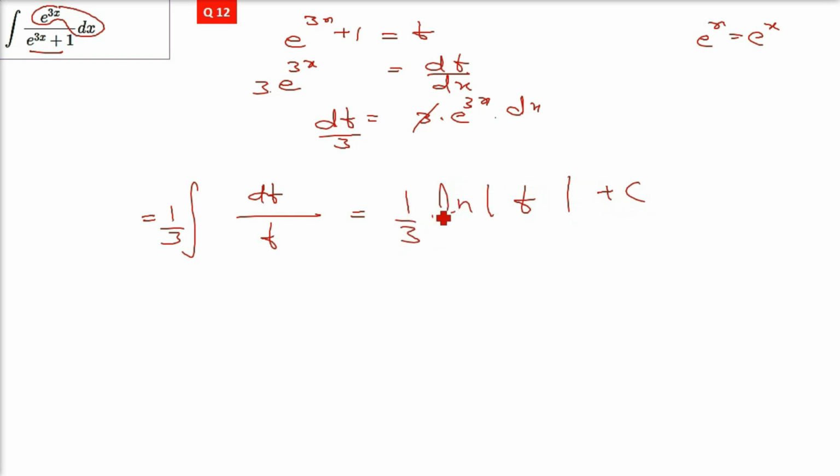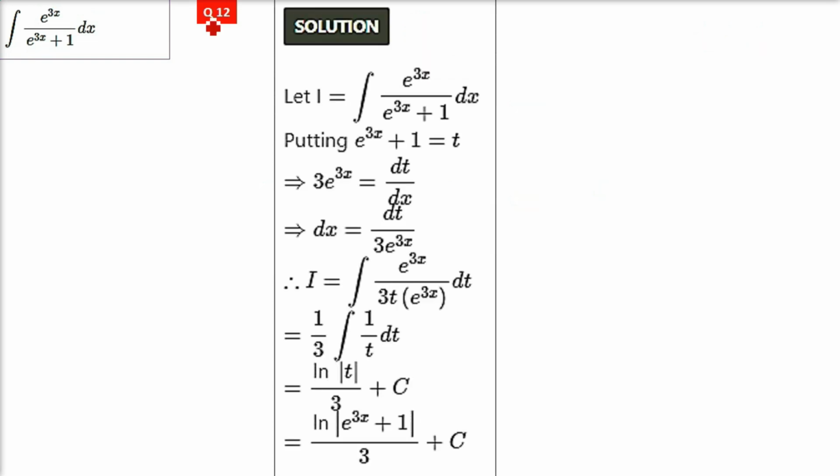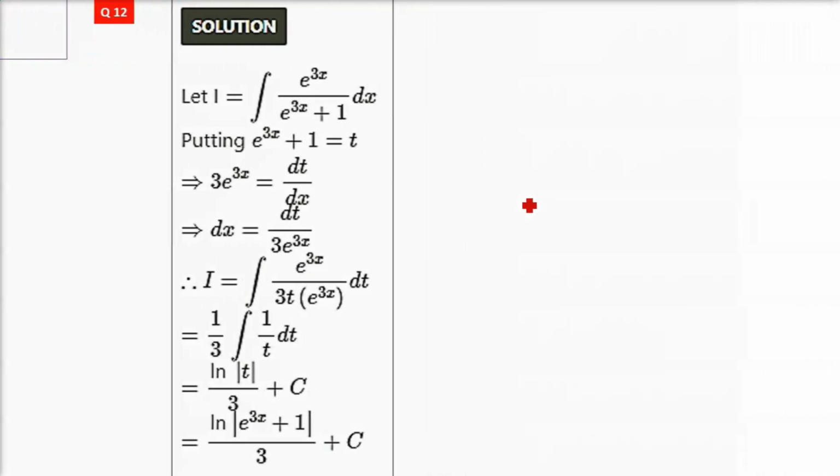Now this t was actually e raised 3x plus 1, which we supposed in the earlier period of time when we started this question. So 1 by 3 ln(e raised 3x plus 1) plus constant of integration. This is your final result or answer. So this is how you're going to go about it, whatever we have explained right there.